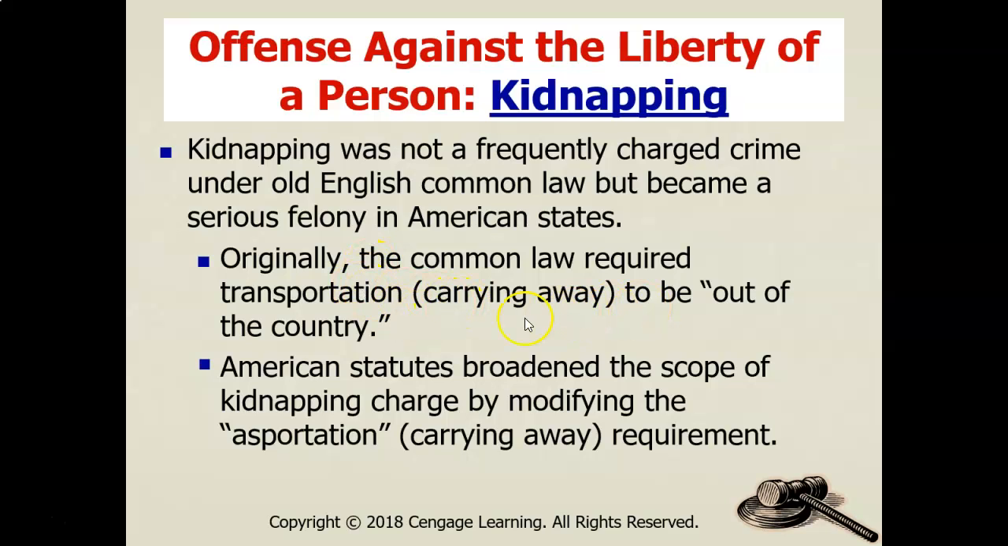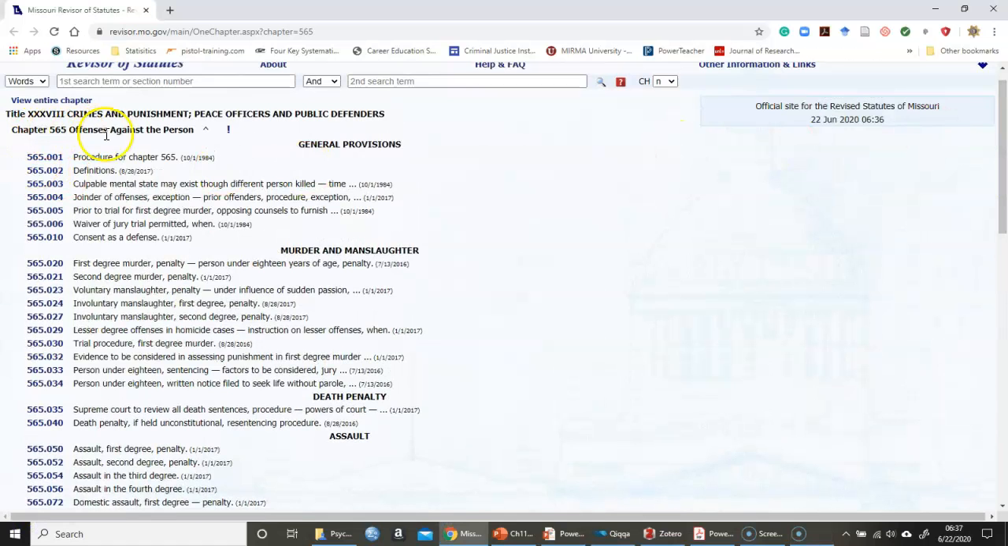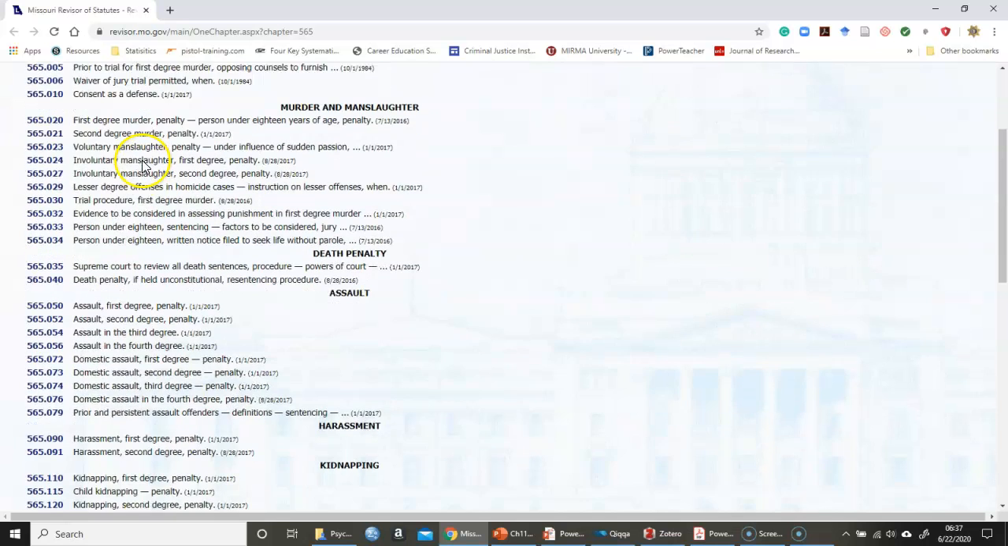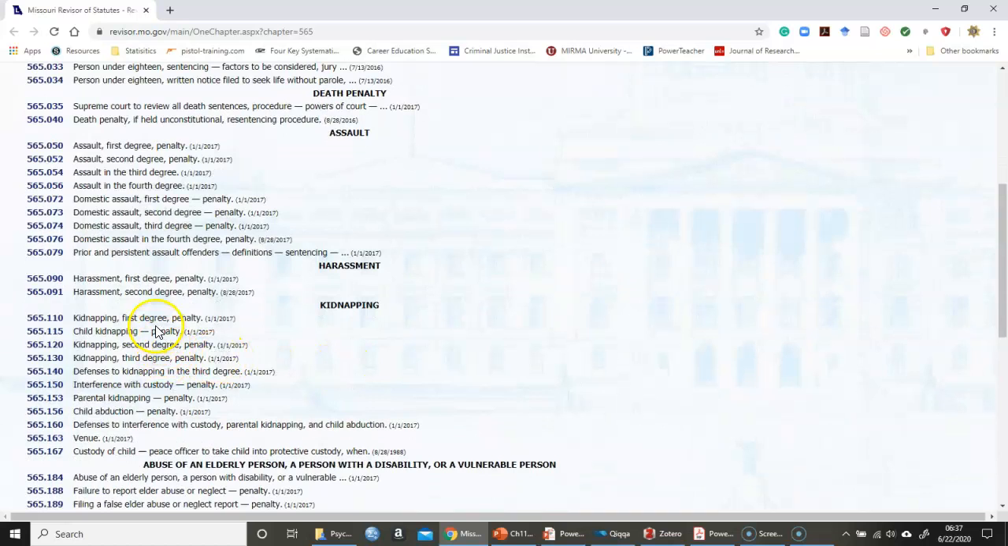Carrying away, used to be, quite a distance. Now we look at it as if I take you from a point where you want to be to a point that you don't want to be, we can start looking at that kidnapping statute. Now our kidnapping statute falls under Chapter 565, offenses against the person. And you notice this is a very large chapter when we start looking at these. But right underneath harassment, we have kidnapping, and we have different degrees of kidnapping. So we have kidnapping first degree, child kidnapping, kidnapping second degree, kidnapping third degree, defenses to kidnapping.